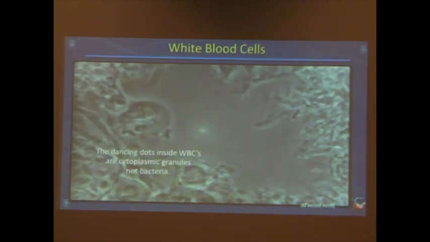Those little dancing dots you see in white blood cells, we field a lot of questions about those. Those are not bacteria. Those are little bags of digestive enzymes. They're called cytoplasmic granules. So a fresh white blood cell on the scene will be full of those little dancing dots, and as the cell ages over 3 days, there'll be progressively fewer of them.